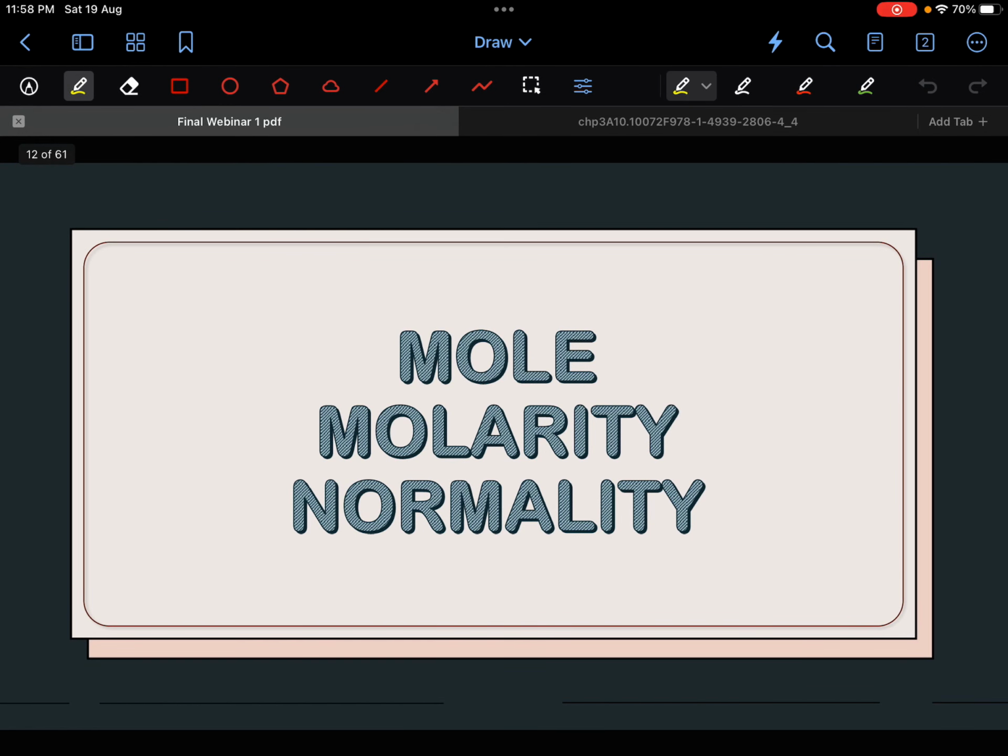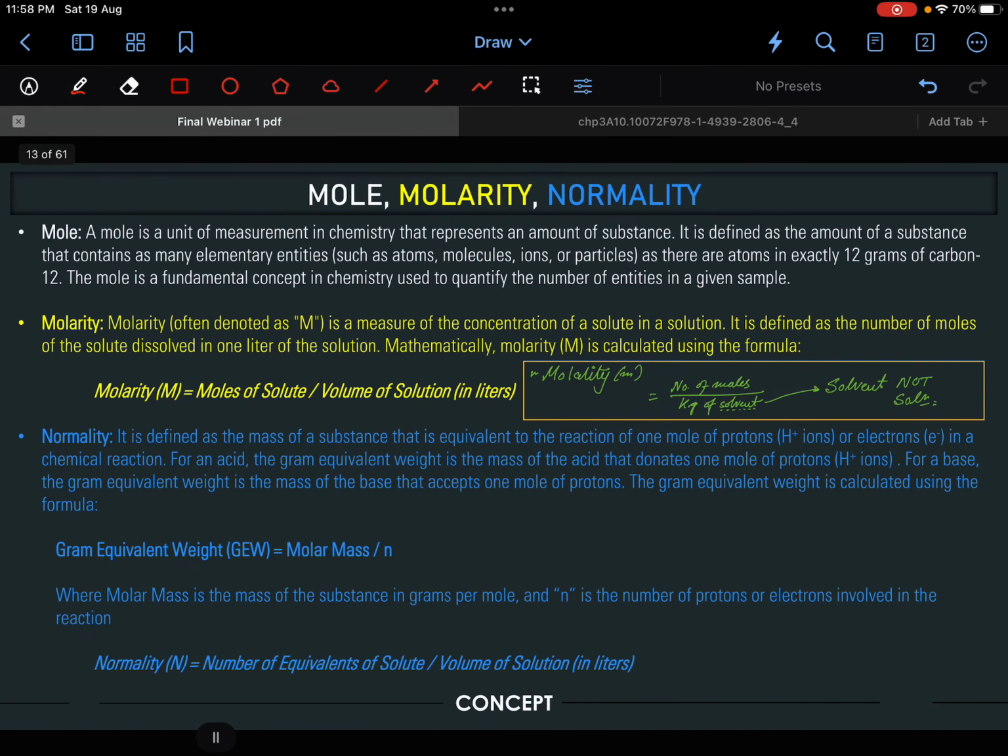Okay, so there are 3 terms: 1 is mole, 2 is molarity, and 3 is normality. Let's see the basic definitions. The definitions of mole, molarity and normality are written here, so I will not bore you with them; you can read them from the slides. The concept of mole I will discuss in the next slide, but we need to see that the formula of molarity is the number of moles of solute divided by the volume of solution in liters.